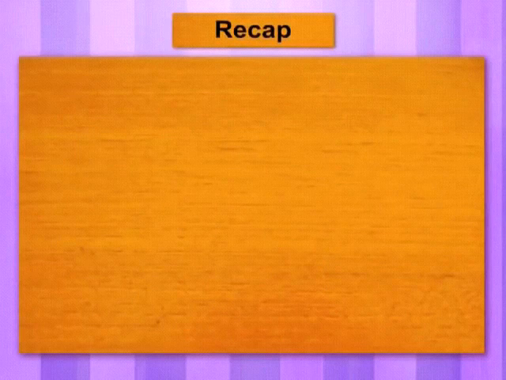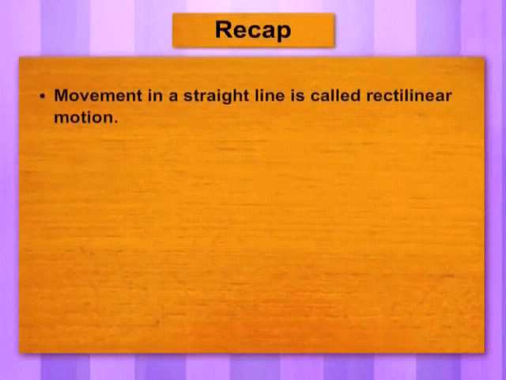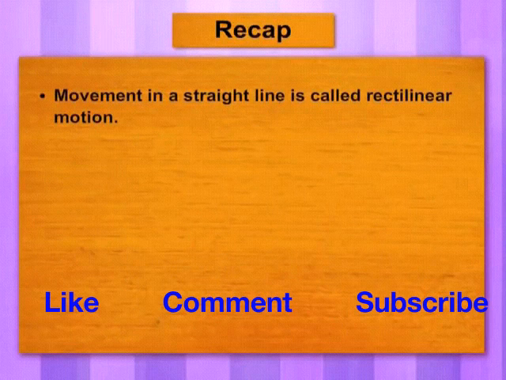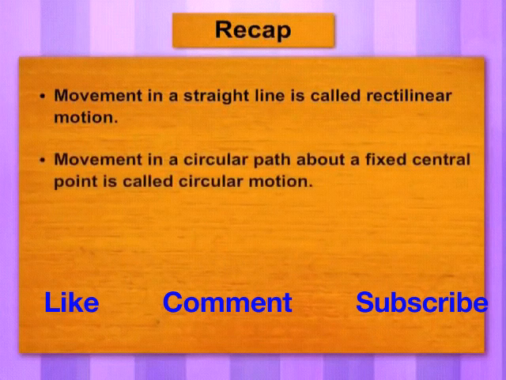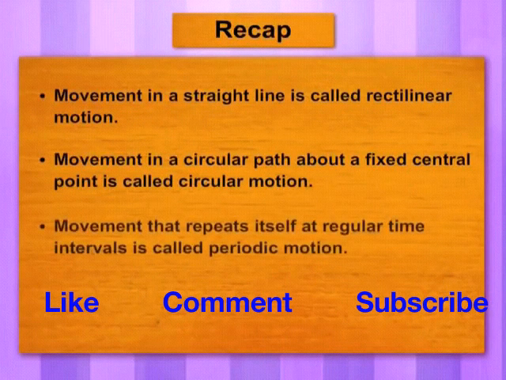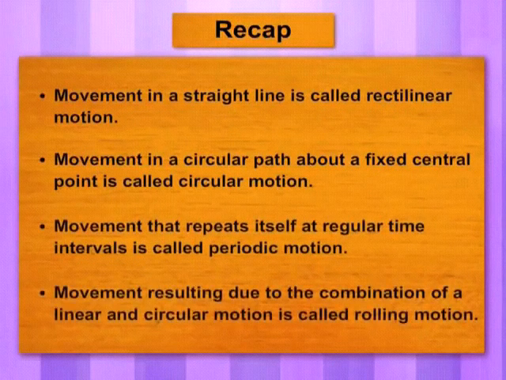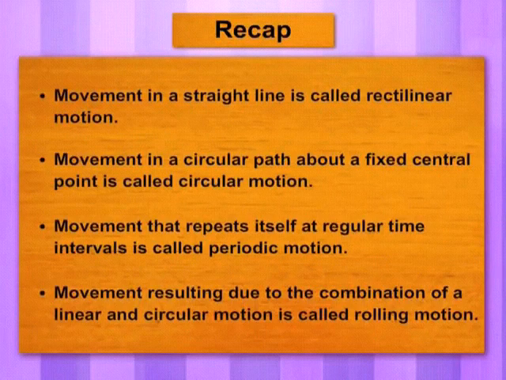Wonderful! In this module, we learnt the following. Movement in a straight line is called rectilinear motion. Movement in a circular path about a fixed central point is called circular motion. Movement that repeats itself at regular time intervals is called periodic motion. Movement resulting due to the combination of a linear and circular motion is called rolling motion.